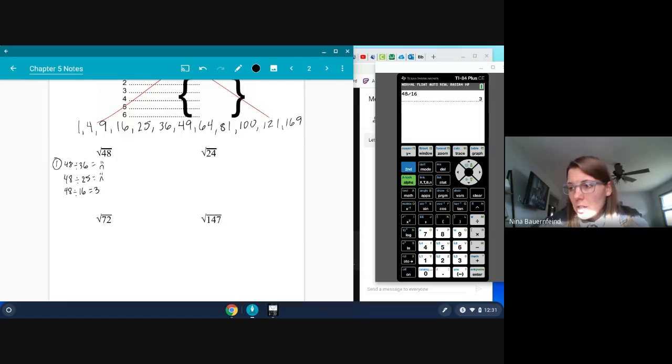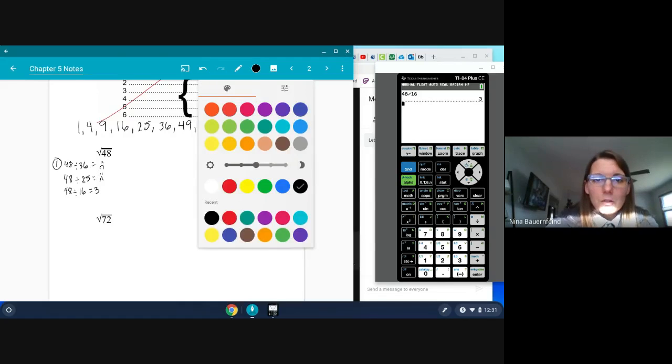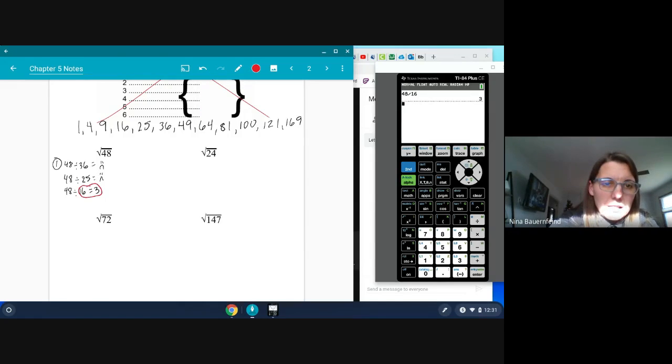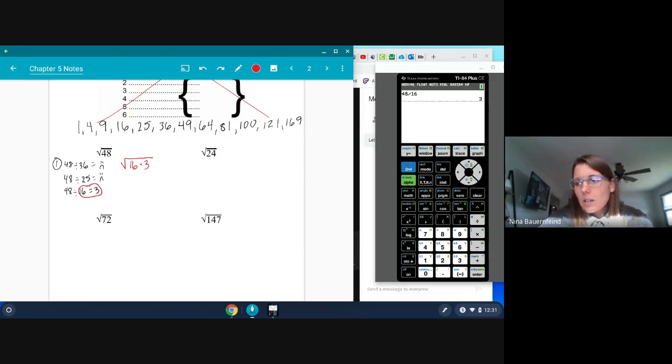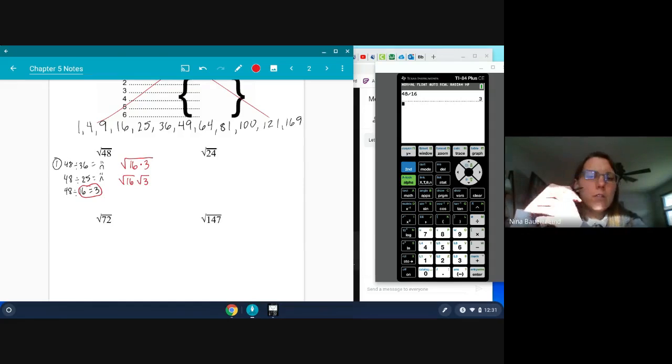So in our notes, the second step that we did was we rewrote it. Okay, so what we're going to do is rewrite it as this times that. I usually put the number from the list first. You don't have to, but I usually do that. The next step is to separate them. So write them in 2 separate ones. Square root 16, square root 3.